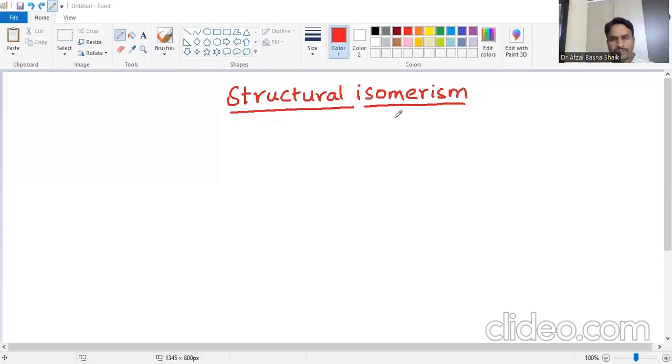Hello everyone. Today we will discuss structural isomerism. Before going to the details of structural isomerism, I just want to say why there is a need for understanding the concept of isomerism and what isomerism is. Simply, isomerism is a concept wherein two molecules have the same molecular formula, but different arrangement of the atoms or the groups.